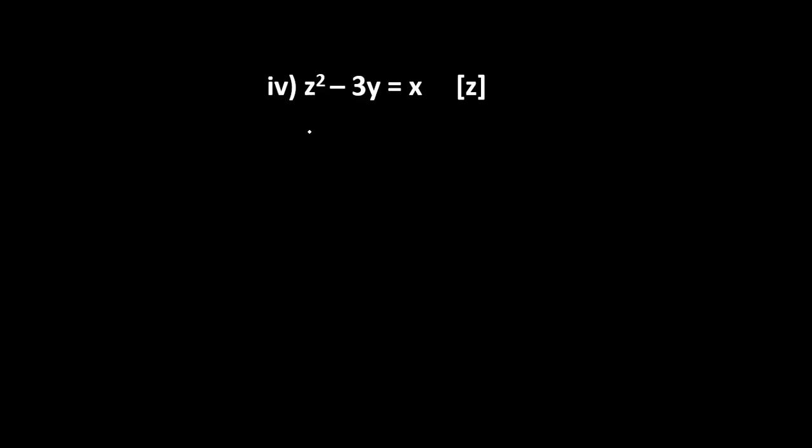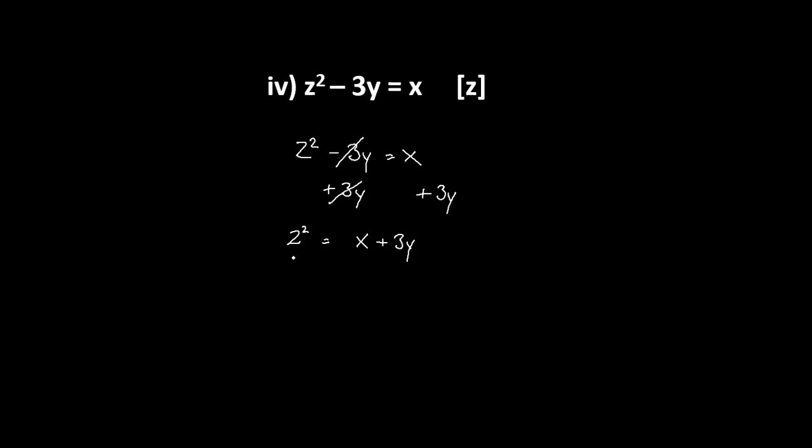Okay, so we've got z squared minus 3y is equal to x, and we want z. So I'll just write this out. z squared minus 3y is equal to x. First of all, we're going to get rid of the 3y. So if we plus 3y on this side, cancel, cancel. We've also got to plus 3y on this side. So z squared is then equal to x plus 3y.